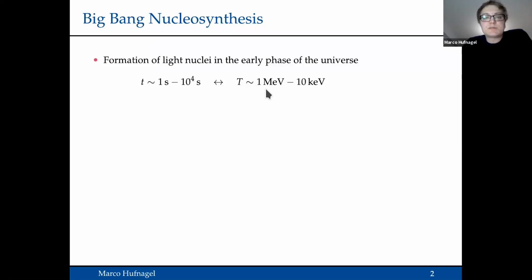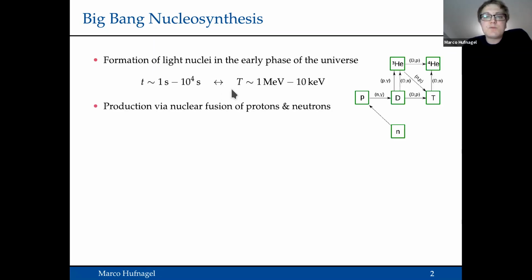These temperatures were special in the sense that the universe had already cooled down enough to allow for stable nucleons, so neutrons and protons were populating the universe, but the universe was also still hot enough to allow for nuclear fusion reactions between these nucleons. So BBN really was a time when the first light nuclei like deuterium or helium were formed via nuclear fusion reactions of protons and neutrons.